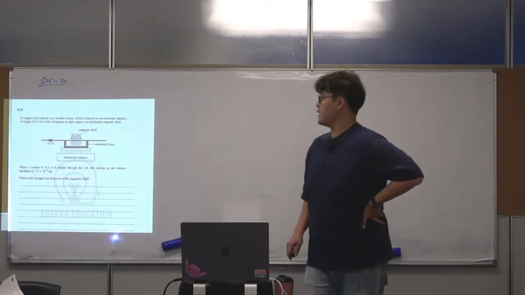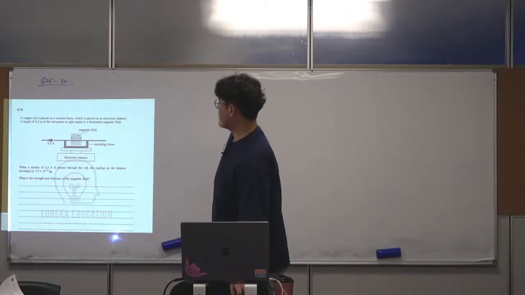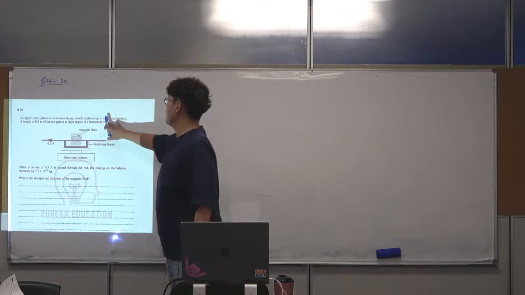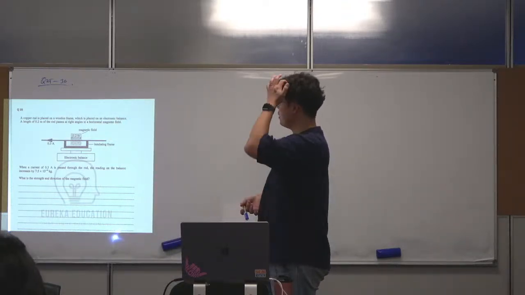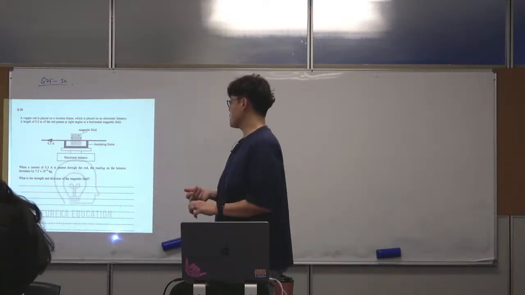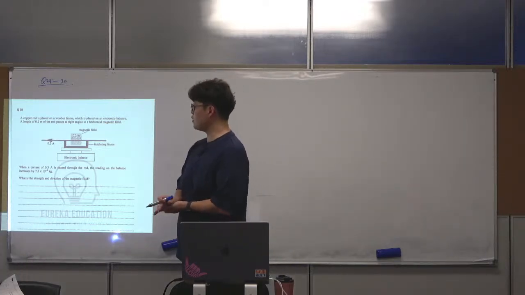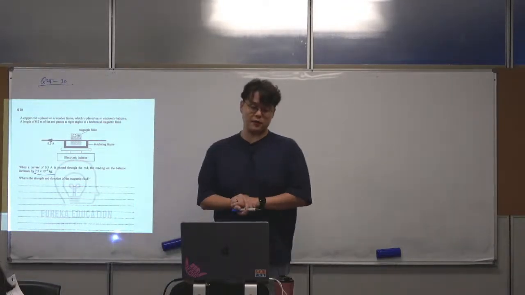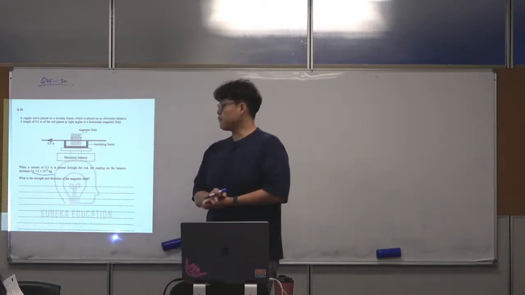Okay, 25. Let's start from that. A copper rod is placed on a wooden frame, which is placed on an electronic balance. A length of 0.2 meters of the rod passes at a right angle to a horizontal magnetic field. When a current of 0.3 ampere is passed through the rod, the reading on the balance increased by 7.5 times 10 to the power minus 4 kilograms. Please highlight the unit they're using, because we need to find something very different later on. What is the strength and direction of the magnetic field?